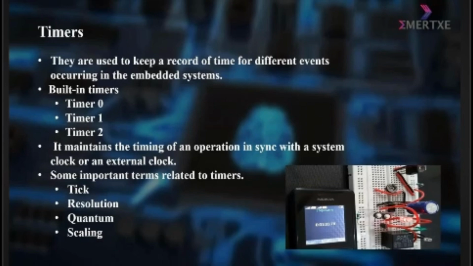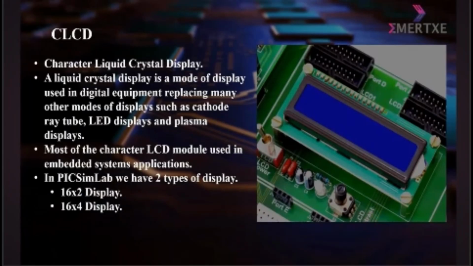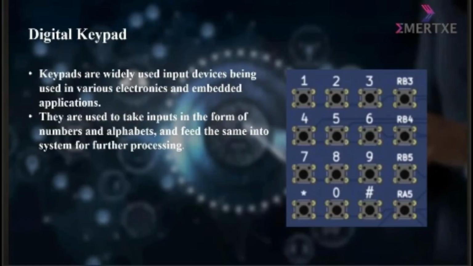And now CLCD. CLCD is nothing but a character liquid crystal display. A liquid crystal display is a mode of display used in digital equipment, replacing many other modes of display such as cathode ray tube, LED displays, and plasma displays. Most character LCD modules are used in embedded system applications. In PICSimLab, we have two types of displays: 16 by 2 display and 16 by 4 display, as shown in the figure.